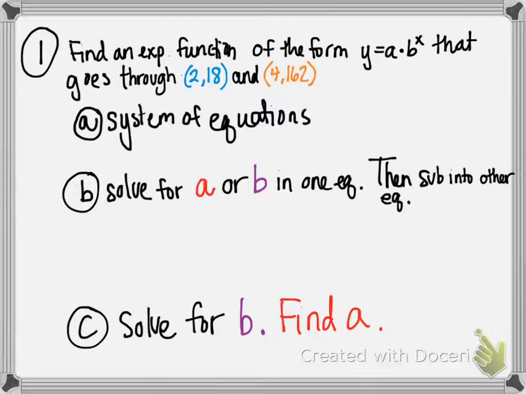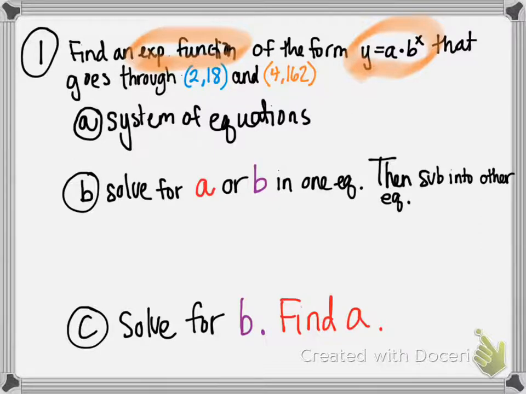Okay, find an exponential function. Here's our first one, so definitely write this down. Of the form, here it is again, y equals ab to the x. It's called an exponential function that goes through (2, 18) and (4, 162). Step 1 is for us to write a system of equations using those two ordered pairs.